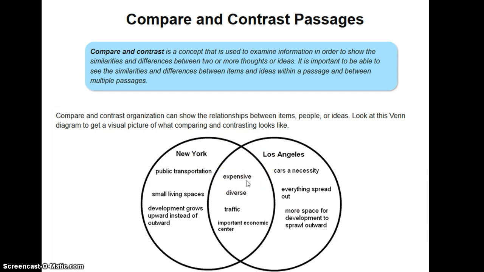Now, because they're both cities, there are other things that they have in common, and here are a few of them. They are both very expensive to live in. They both have a very diverse population. They both have a ton of traffic, and they are both very important economic centers for our country and for the whole world.